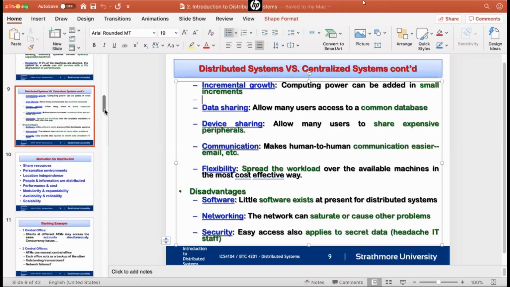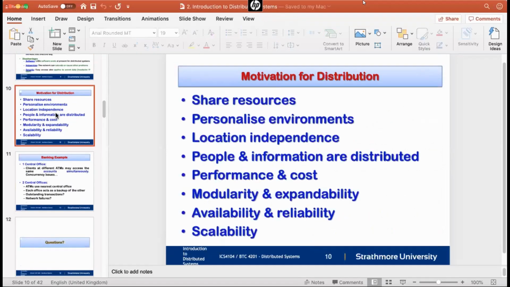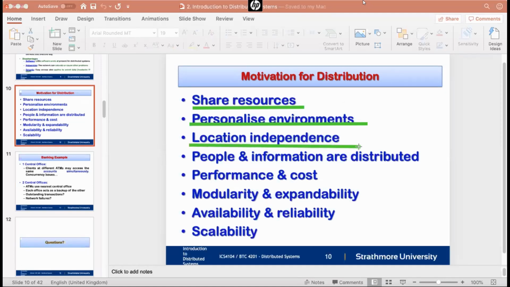Now, since we're looking at that, what are the motivations? From my last slide, part of the motivation of distributed systems is sharing resources. We can also personalize environments, which means I can use the environment that I'm happy about. We can have location independence. You stay wherever you want to go, and you can also be on the move. People and information can be distributed wherever you want.